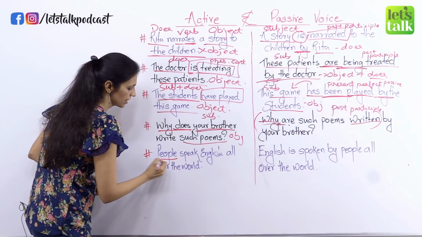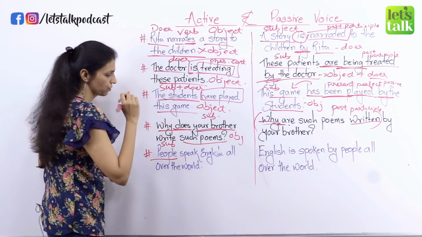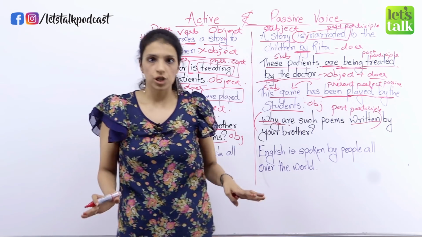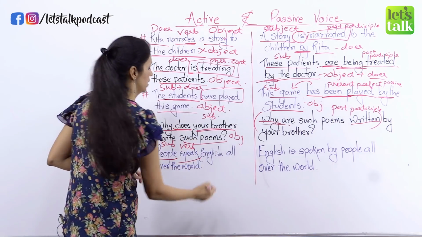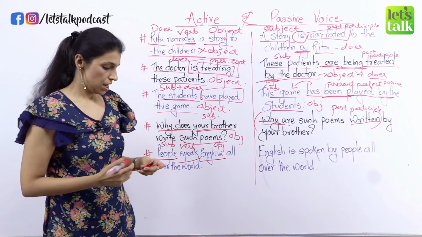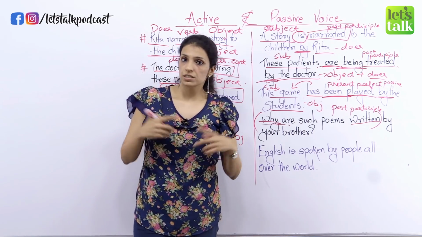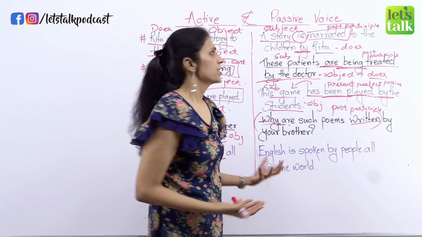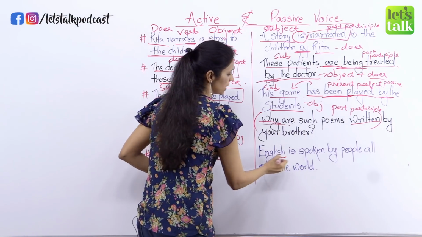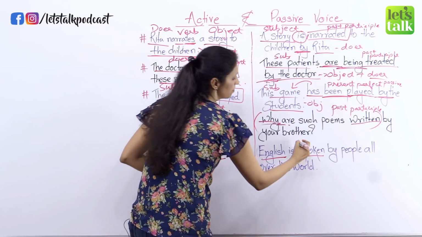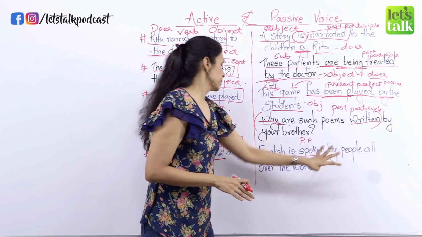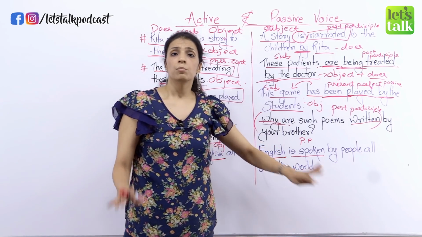First, let's just identify subject, verb. All over the world is not the object. What is spoken? English. Here's your object. Now, you will go with the normal rule of object, subject, subject, object, which is pretty fair enough, and you will come up with English is spoken. You put this in past participle, I'm just writing PP for the short form, past participle, by people all over the world.